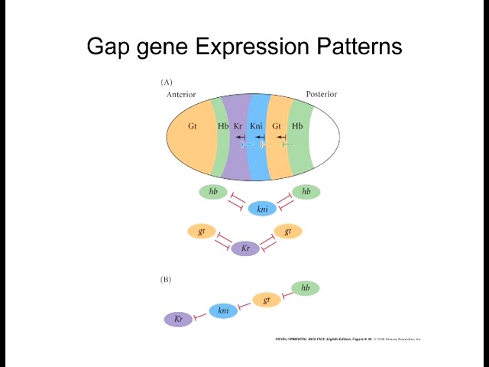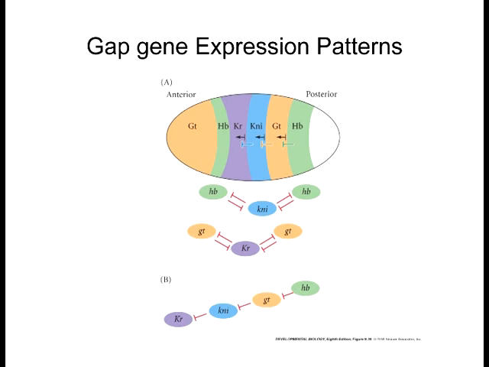Hunchback is the highest on the totem pole. It has the highest hierarchy, which means that in the presence of hunchback, it will prevent the expression of giant, Knirps, and Krüppel. So where you get these bands of hunchback being expressed, it prevents any of these other genes from being expressed in those regions. Now, giant is next on the list. So giant supersedes Knirps and Krüppel.